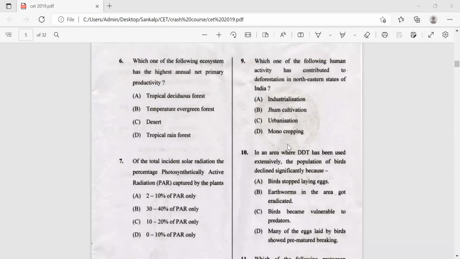Question number 9. Which one of the following human activities has contributed to deforestation in the northeastern states of India? Industrialization, jhum cultivation, urbanization, monocropping, which means growing of a single crop. Janvi, Navya and Vani answered option B. Kirtana also answered option B. So you all are right. Ninth one, option B, that is jhum cultivation, is the right answer.